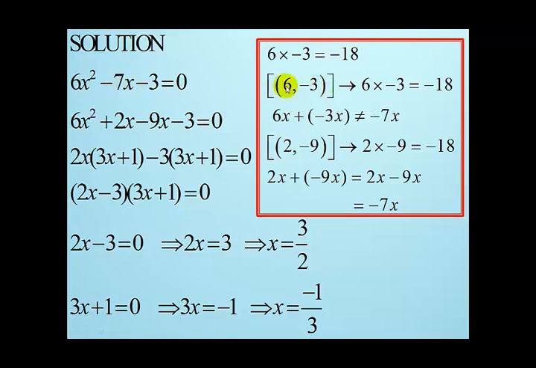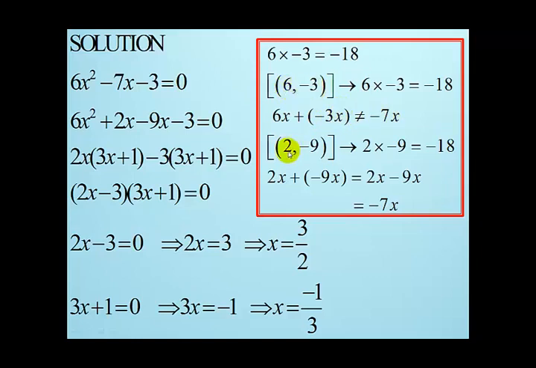When we multiply 6 by minus 3, the answer is minus 18, which is equal to the minus 18 we had. But let's add and see. 6x plus minus 3x. This is not equal to minus 7x. Why is it not equal? Because 6x plus minus 3x is equal to 3x. And 3x is not equal to minus 7x. That means that we cannot use 6 and minus 3.